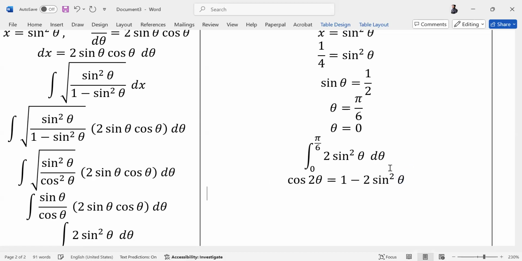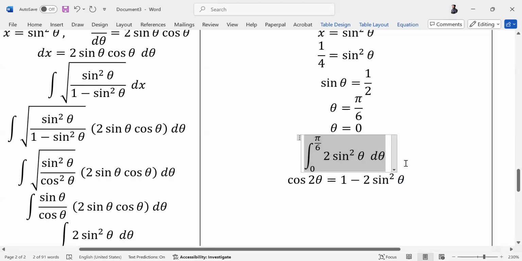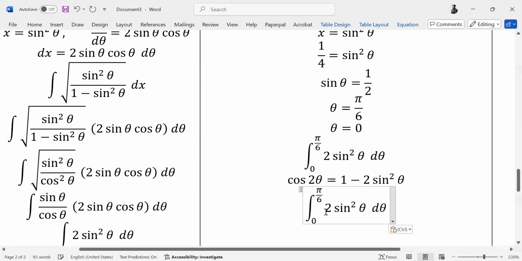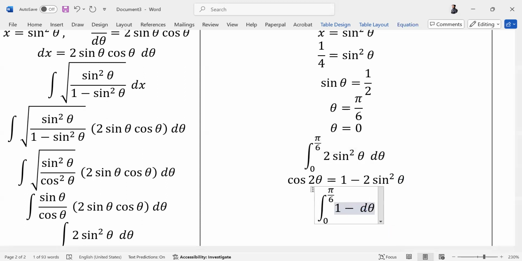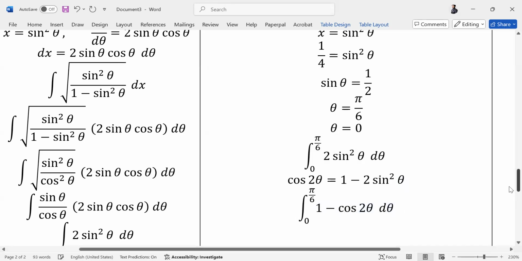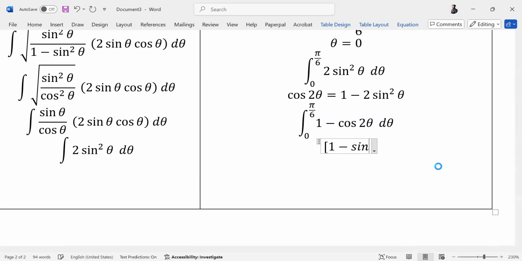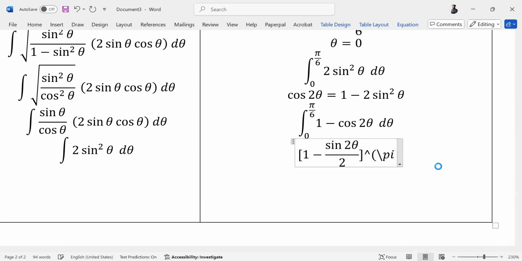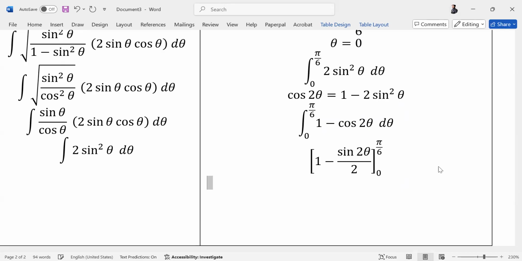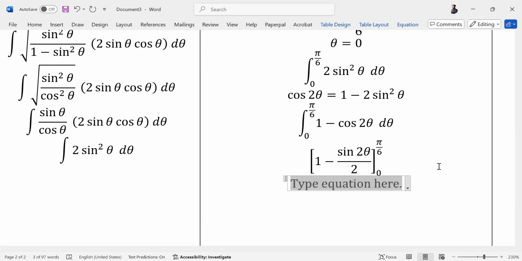So 2 sine square theta will be equal to what? 1 minus cos 2 theta. Now is this integrable? Yes. Now let's integrate: 1 minus sine 2 theta upon 2. The upper limit is pi by 6. The lower limit is 0. Plug in the values and tell me the answer that you end up with, the exact value.